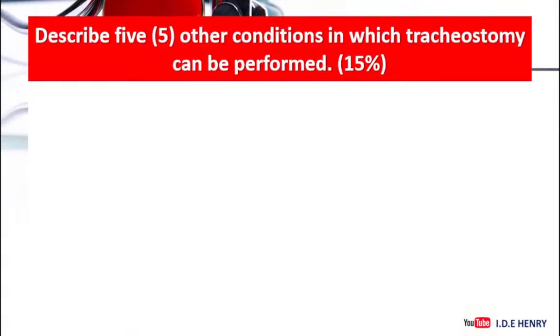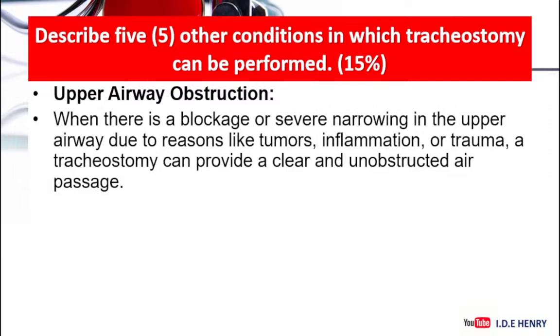Next, describe 5 other conditions in which tracheostomy can be performed. Okay, so we have the following. Upper airway obstructions. What about it? When there is a blockage or severe narrowing of the upper airway due to reasons like tumors developing in the airway, inflammation, or trauma, a tracheostomy can be performed to clear and unobstruct airway passage.